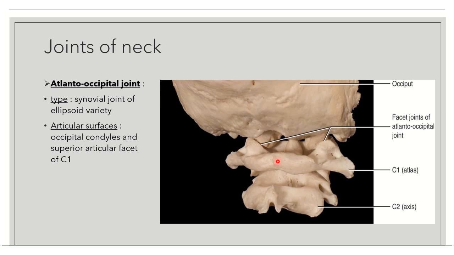So here we will see the articular surfaces of the atlanto-occipital joint. You can see this is the occipital condyle of one side and the occipital condyle of the other side. So these both are the occipital condyles. They articulate with the superior articular facets of C1, that is the first cervical vertebra. So this is the articular surface of the atlanto-occipital joint, which is a synovial joint of ellipsoid variety.